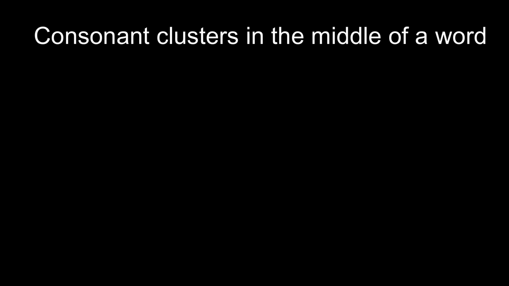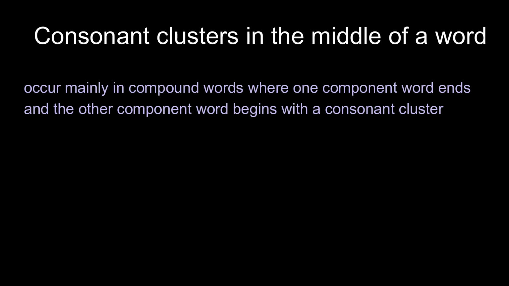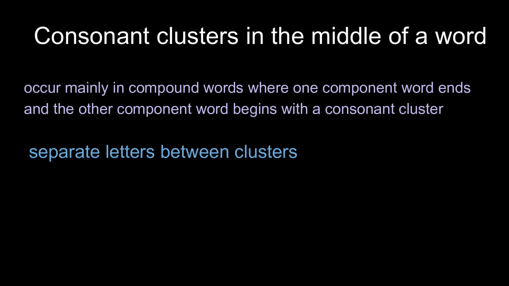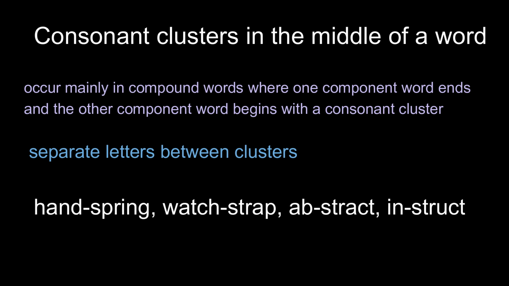English words can have 4 or even 5 consonants in the middle of a word, which occur mainly in compound words where one component word ends and the other component word begins with a consonant cluster. In this case, we need to separate letters between clusters. For example, handspring, watch strap, abstract, instruct.